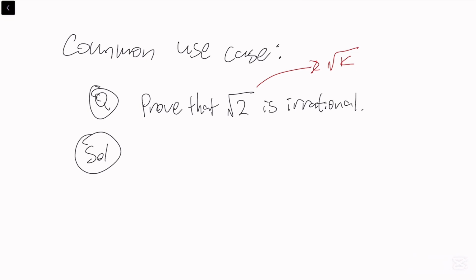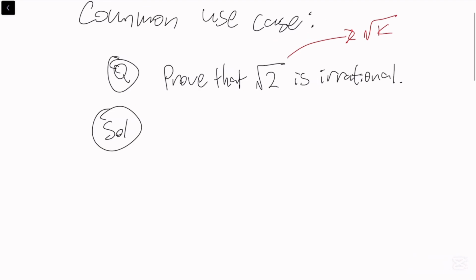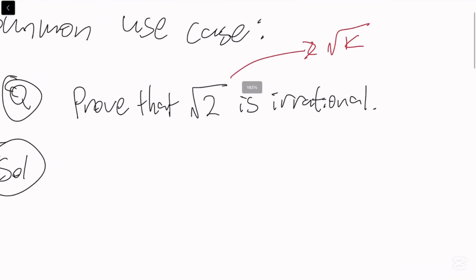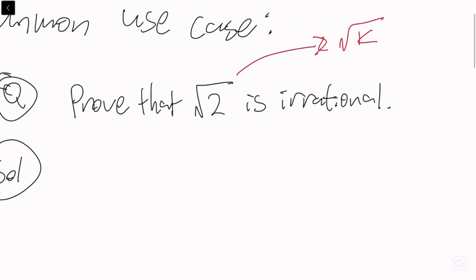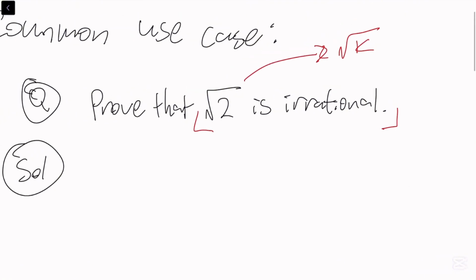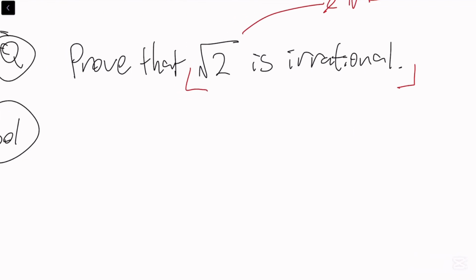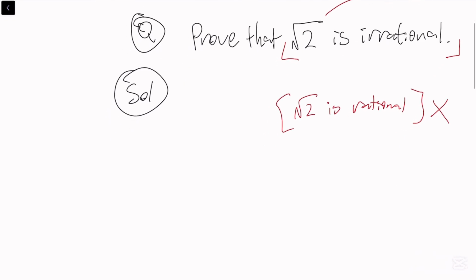Okay, so I'll be getting into the solution now. What we want to do first is identify what statement we're trying to prove. We're trying to prove that root 2 is irrational. Since we want to prove that root 2 is irrational, we have to prove its opposite false, which is root 2 is rational. We have to prove that this statement is false.